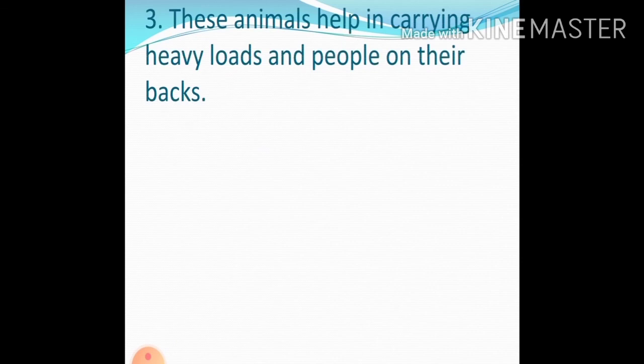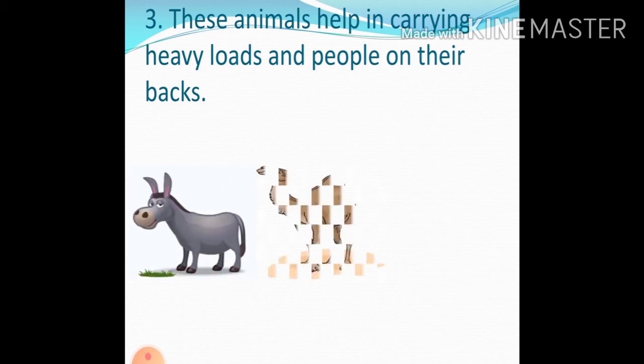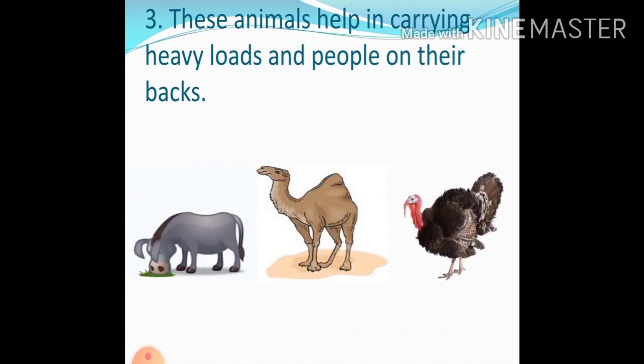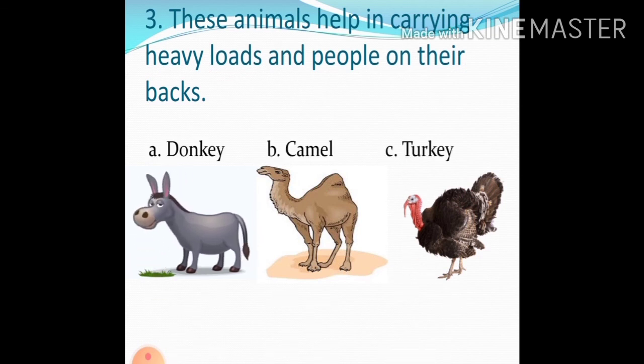These animals help in carrying heavy loads and people on their backs. So let's see the options. We have donkey, camel and turkey. Out of these 3 animals, 2 carry loads and people on their backs and one does not. So what do you think? Which is the odd one out? Donkey, camel or turkey? Yes, it's turkey, because camel and donkey both carry heavy loads and people also.